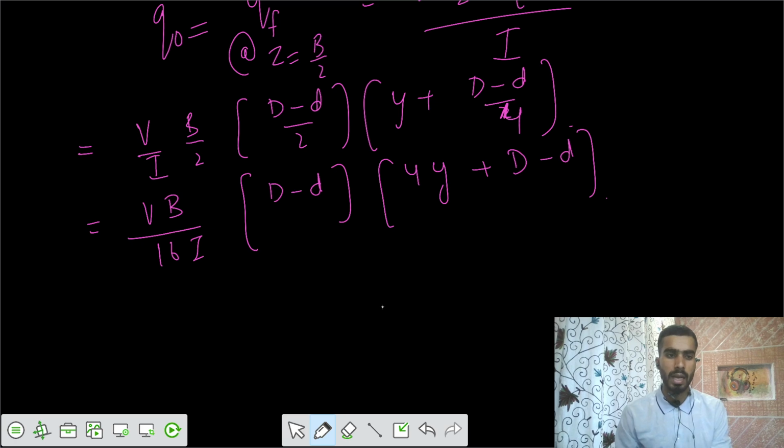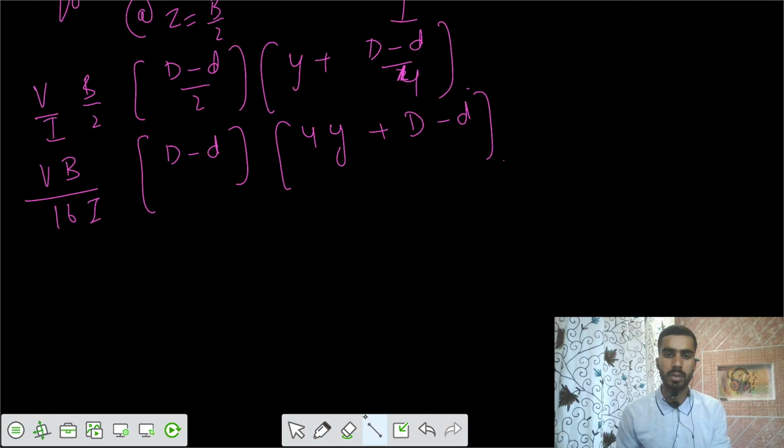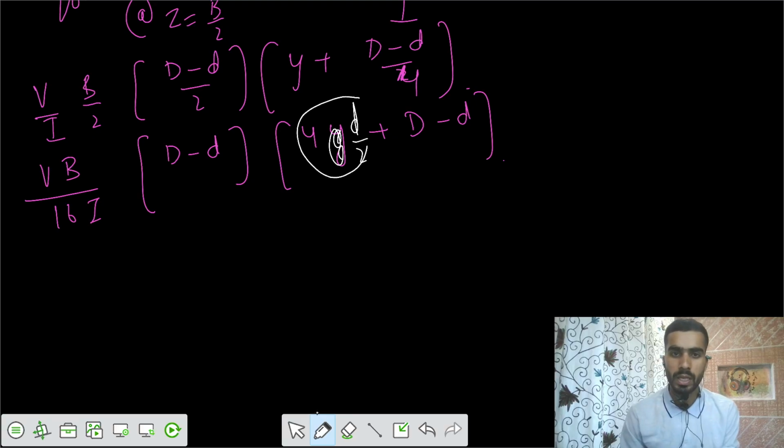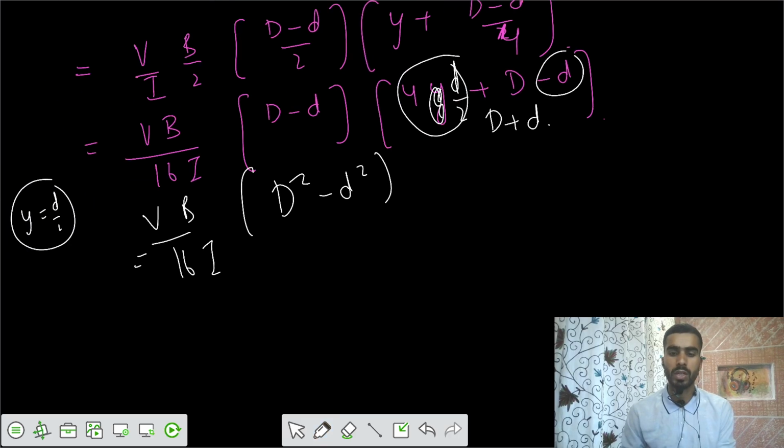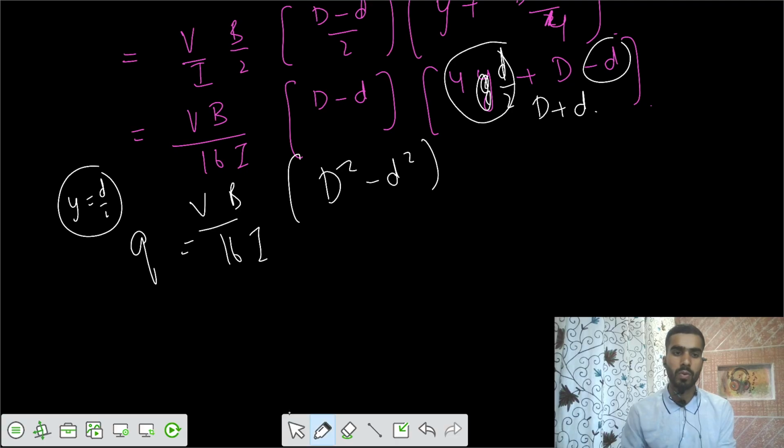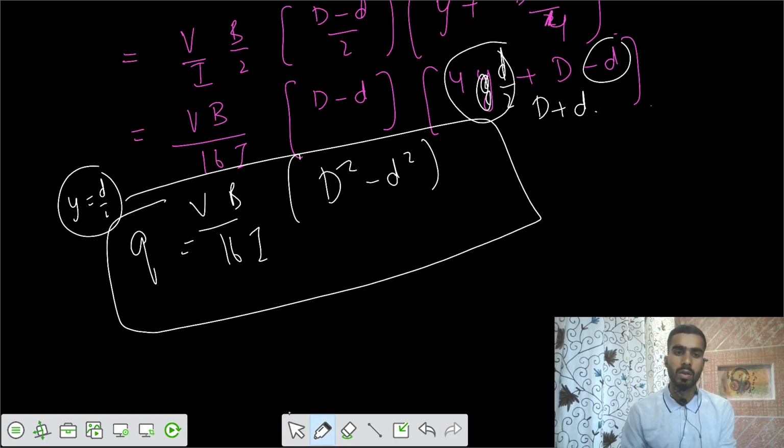We write that y equals d by 2. If you substitute y equals d by 2 here, we get 2d minus d, so finally 2d minus d, that means d plus t. So we get the equation of d square minus small d square, and Vb by 16I, that equals some shear flow Q naught. So this is the shear flow.